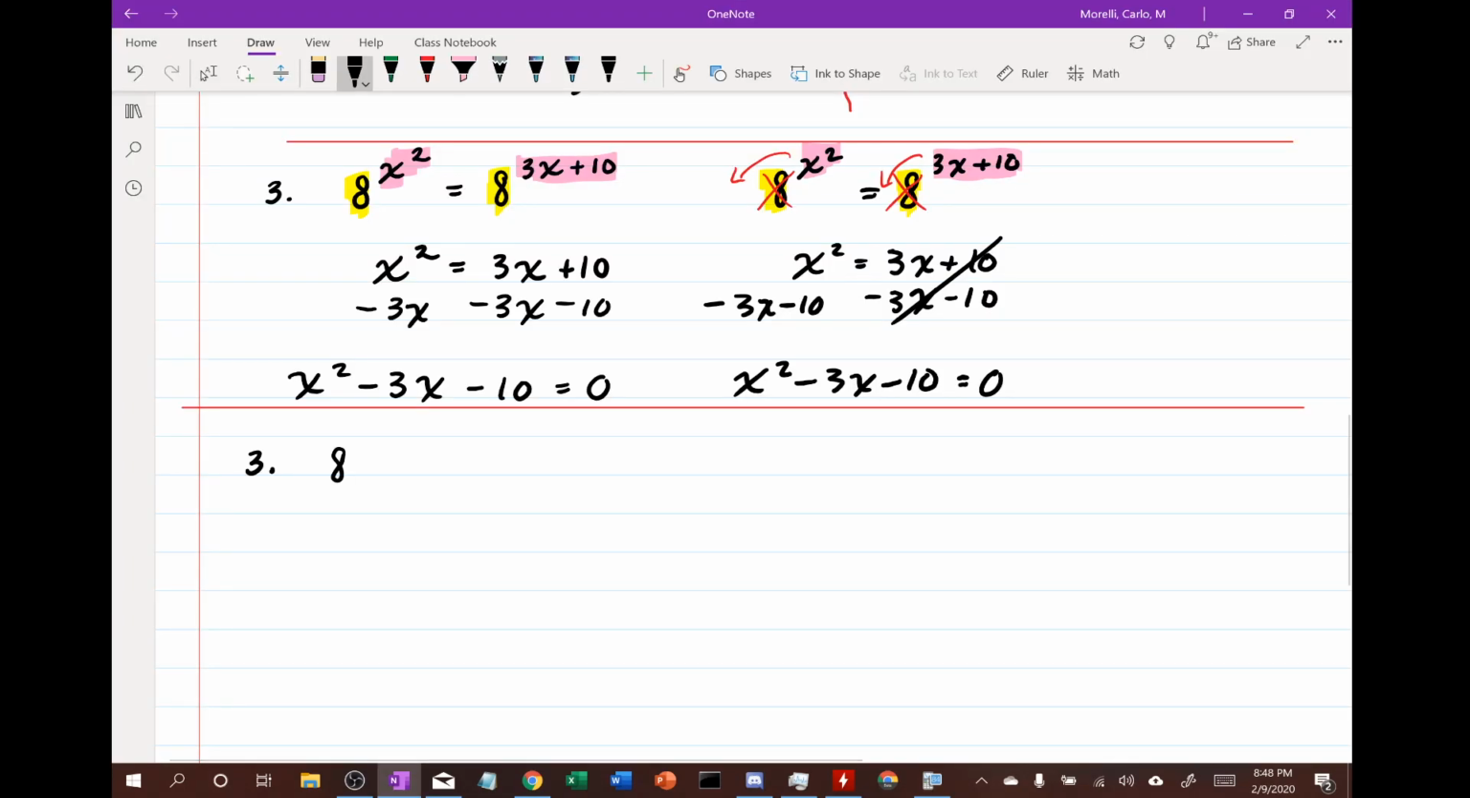Okay, so here's the problem. We have 8 raised to the power of x squared equals 8 raised to the power of 3x plus 10.